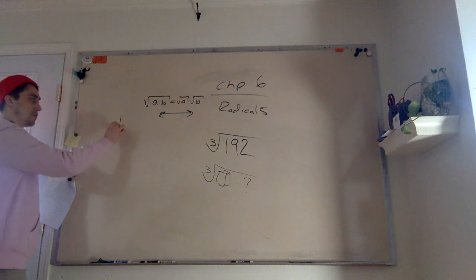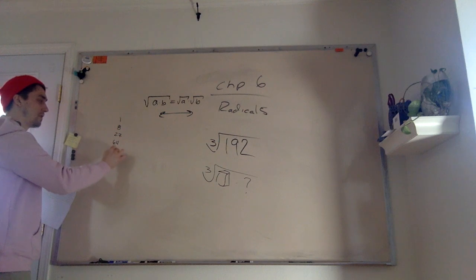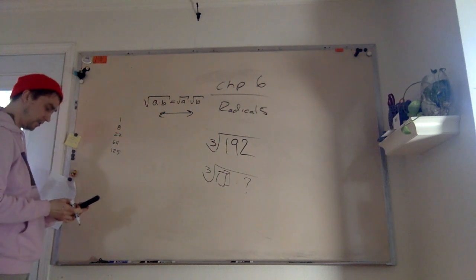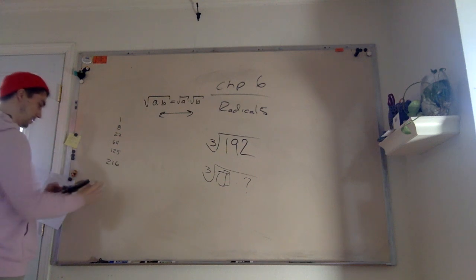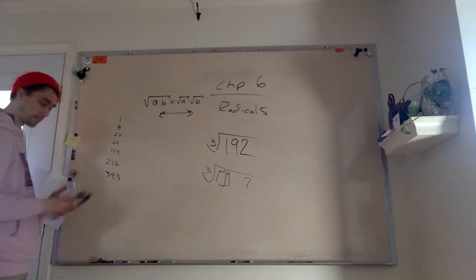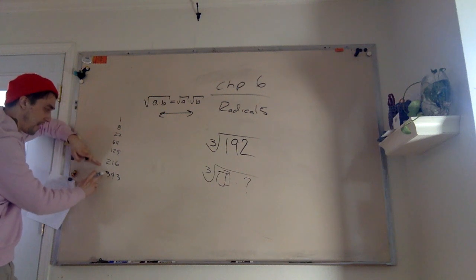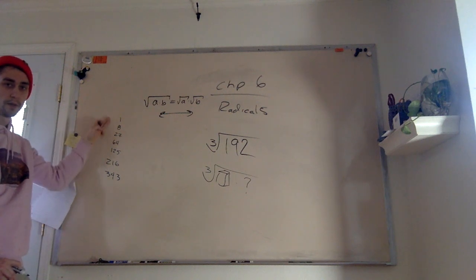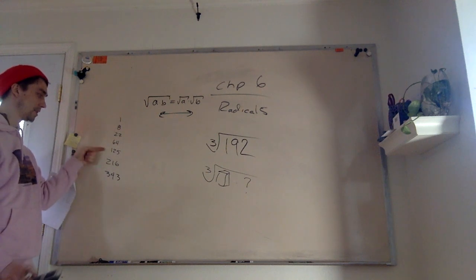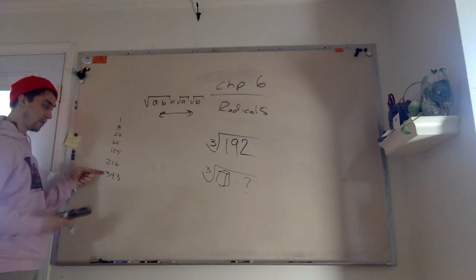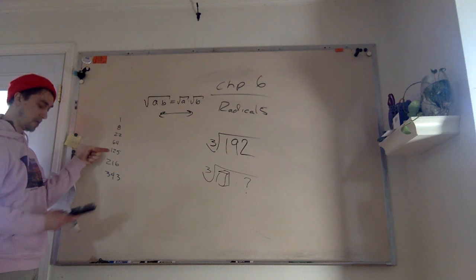So I'll go to my list of perfect cubes. 1, 8, 27, 64, 125, what's 6 cubed? 216, 7 cubed is 343. And this is what I do. I don't start from the top and look down. I start from the bottom and look up. Because what I'm trying to do is find the biggest number that is a factor of 192 that's on this list. So I'll just go like this. You don't have to worry about 343 because it's bigger than 192. Don't need to worry about 216 because it's bigger than 192.